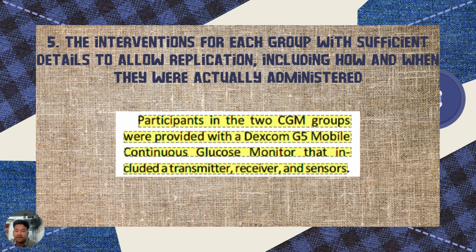For item 5, the intervention for each group with sufficient detail to allow replication, including how and when they were actually administered. In this article it is mentioned participants received either a Dexcom CGM device or continued blood glucose monitoring. This is satisfied for item 5 by allowing reproducibility.